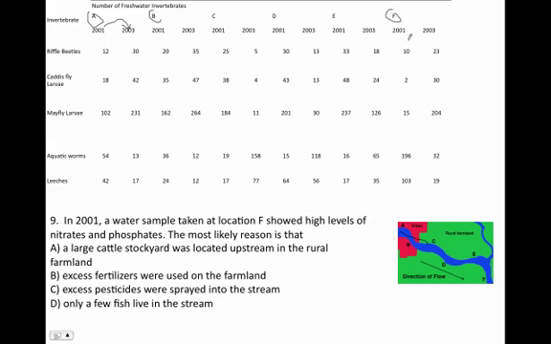What did you notice between 2001 and 2003? Here's site F. There's rural farmland that could help manure leach into the water. What happened? The beetles and mayfly larvae went way up. Aquatic worms went way down. Leeches went way down. So the water got better. What was the most likely reason? In 2001, a water sample taken at location F showed high levels of nitrates and phosphates. Why is that? Rural farmland means large cattle upstream probably caused this.